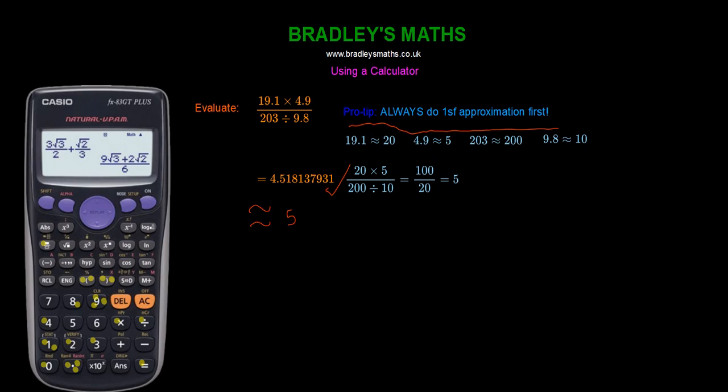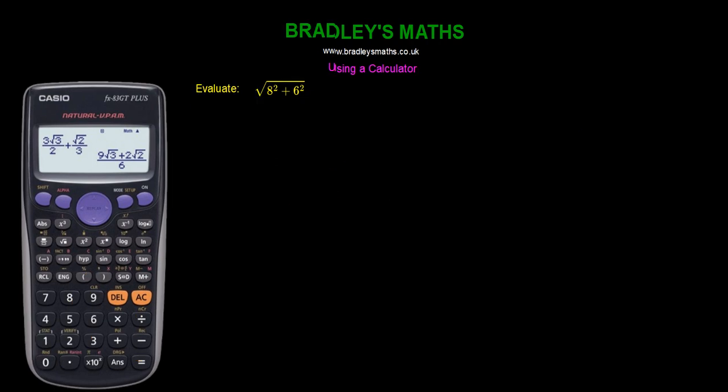Okay, let's move on. This time, I've put a very, very simple question up, and I'm sure that some of you will be able to do this in your head. This is the square root of 8 squared plus 6 squared. If you're doing this in your head, let's just quickly go through it now. 8 squared is 64. 6 squared is 36. 64 plus 36 equals 100. And the square root of 100 is 10.